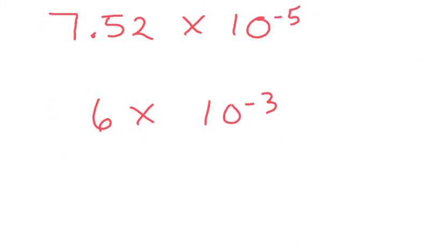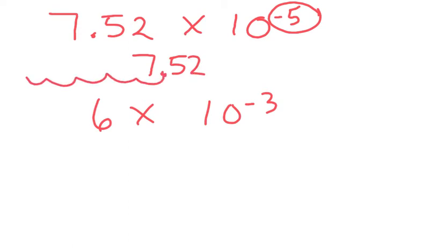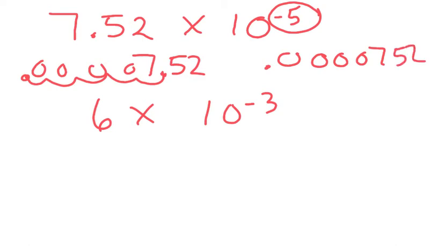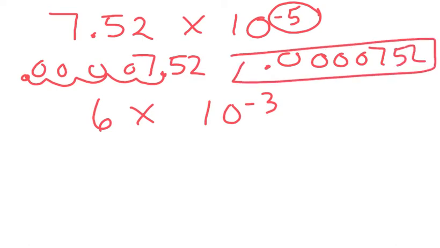Okay, let's try these. Remember, negative 5 means move to the left 5 spaces. So concentrate on your number with your decimal. 1, 2, 3, 4, 5. Put your new decimal, fill your zeros in, then rewrite it. 0.00040752. Okay?